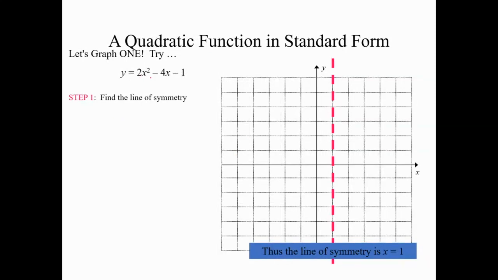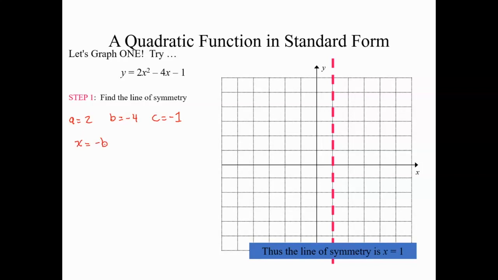So this is in standard form because I have an x squared, an x, and a number. So let's find our line of symmetry. a is equal to 2, b is equal to negative 4, c is equal to negative 1. And I don't even need to write c down, but I just am for consistency.